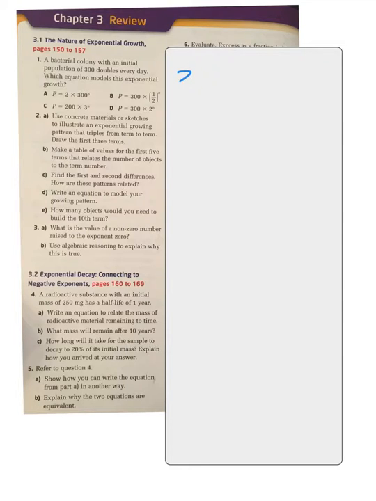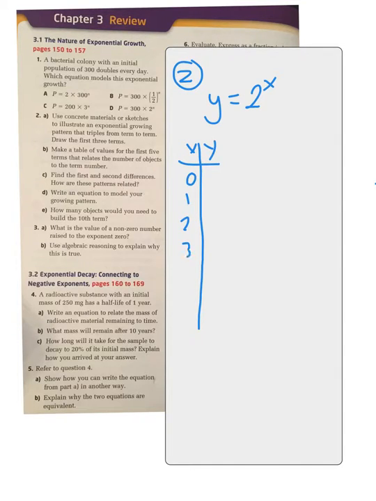Question 2 is a bit strange for a review question, but it tells you to pick a model. Let's pick y equals 2 to the x and sketch some points out. So let's go with 0, 1, 2, 3, 4, and 5. 2 to the 0 is 1, 2 to the 1 is 2, 2 squared is 4, 2 cubed 8, 16, and 32. Then part b talks about writing the first and second differences.